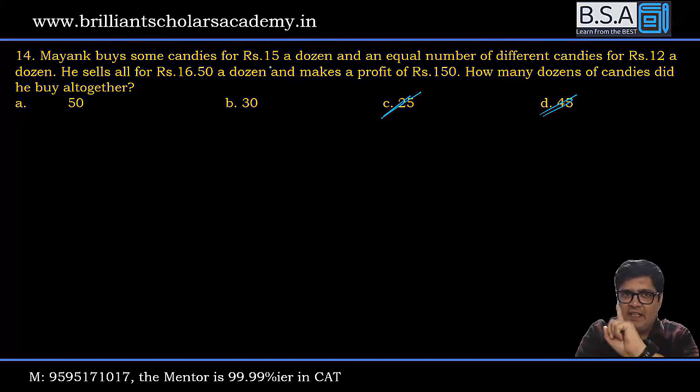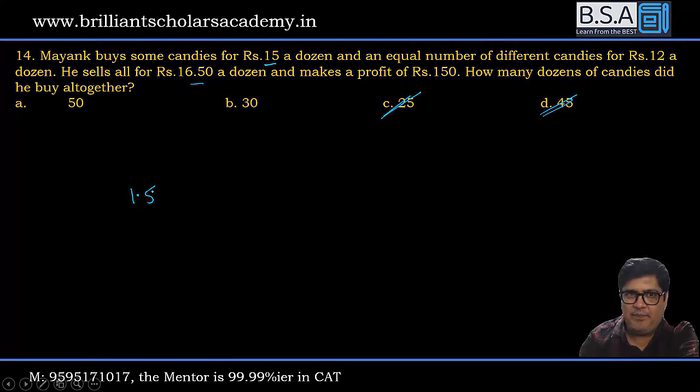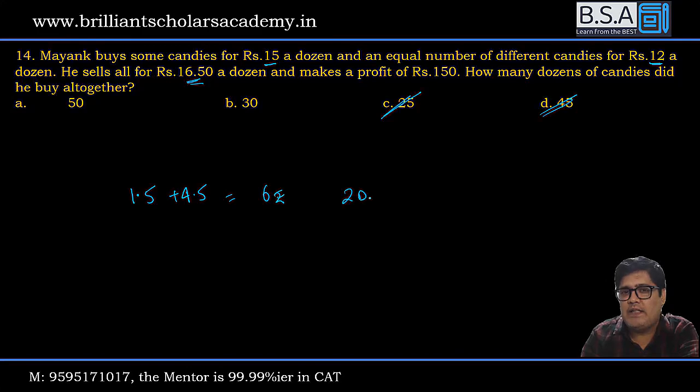For every dozen he buys for 15 rupees and sells, he is earning 1.5 rupees for every dozen. Every dozen he buys for 12 and sells for 16.5, he is earning 4.5 rupees. A single dozen. So he is earning 6 rupees for 2 dozens. How much does he need to earn? He needs to earn 150 rupees. 150 rupees is 25 times. So how many dozens would he have bought? 50.